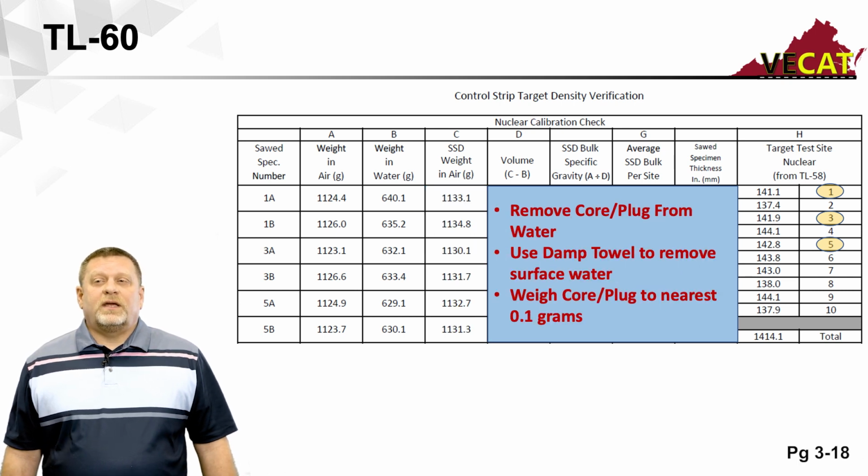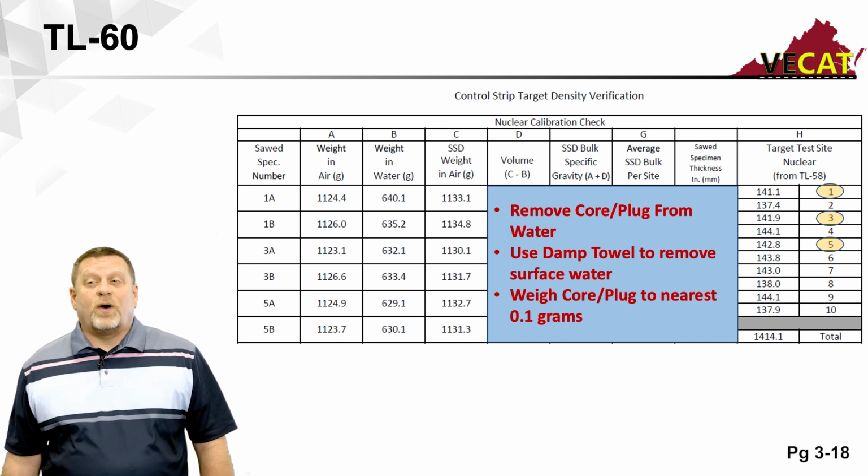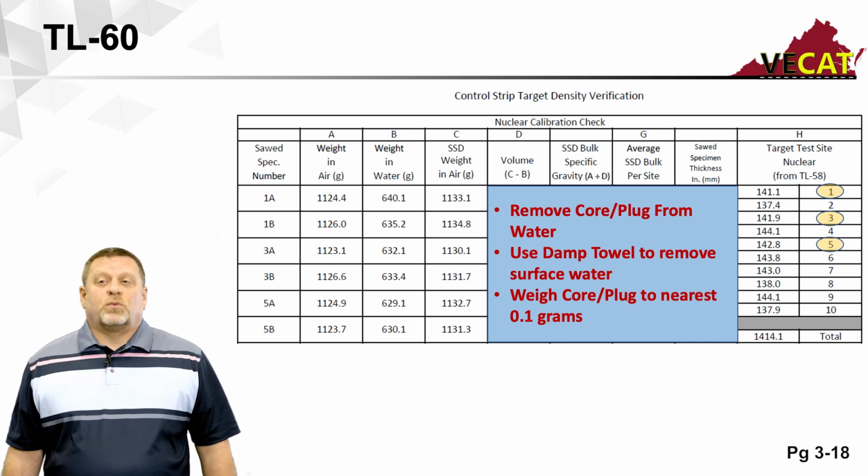Third weight we need is the SSD weight, or saturated surface damp weight. So we'll pull the specimens one at a time out of the water, and wipe them with a damp towel so that no water is dripping from them, place them on the scale and record that weight. Again, weight's recorded to 0.1 grams.